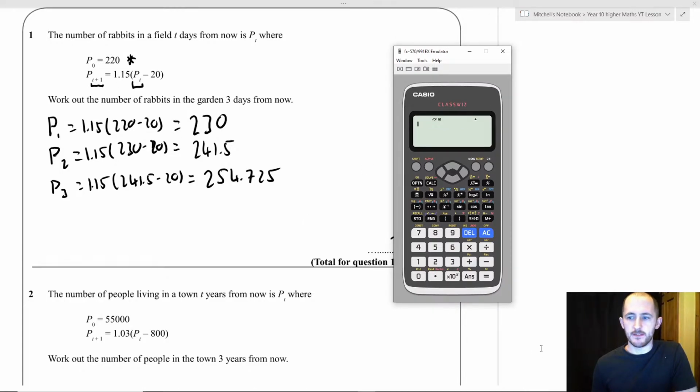Start with the number that they give you, so 220, and just hit the equals button. Okay? Now, this ANS button here saves your last answer. That's what ANS stands for. It stands for answer.